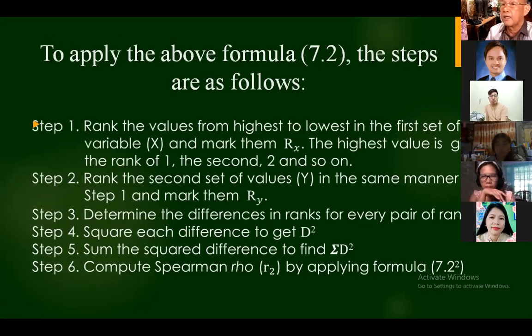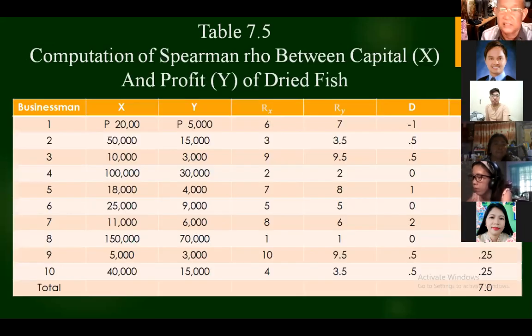This is the procedure. I have summarized the steps. Step 1, rank the values from highest to lowest in the first set of scores, x. The highest value is given a rank of 1, the second 2, and so on. Step number 2, do the same thing for the y scores. Rank the scores and place them under the r sub y column. Step number 3, get the difference in ranks. Step number 4, square the differences. And finally, sum the squared differences to find summation d square, and we apply the formula. This is a very easy test.